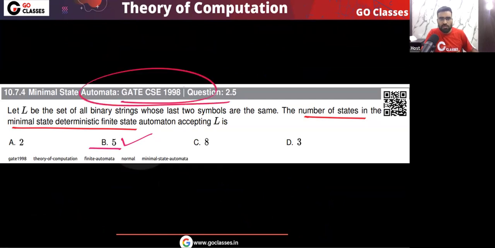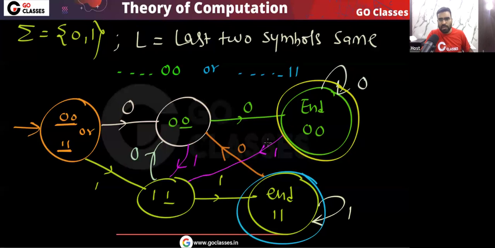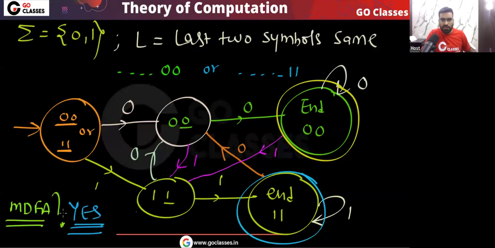So this is a nice question. GATE 1998 question. From the language, you can directly create the DFA. First, you directly create the DFA. Then you verify whether it is minimal or not. After creating the DFA, you minimize it, or I can say you verify whether it is minimal. When you verify, you will find that yes, this is minimal. So the answer will be 5. Okay.